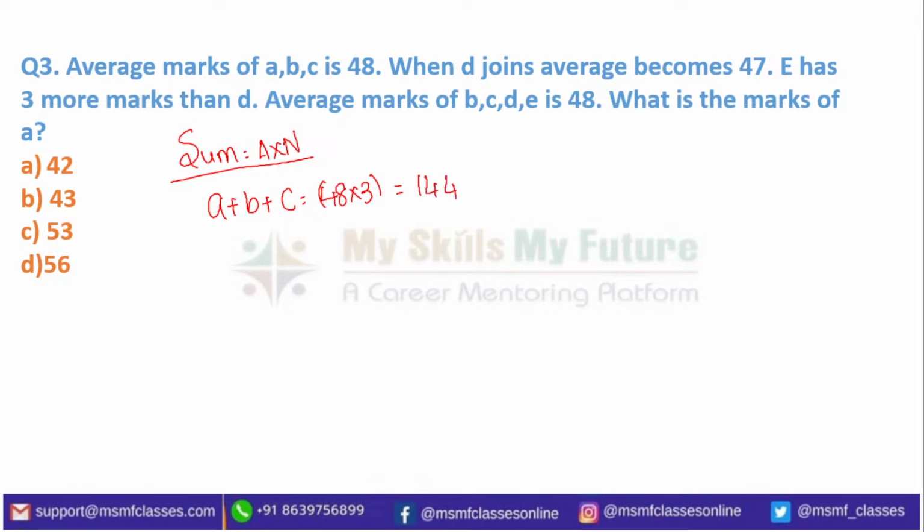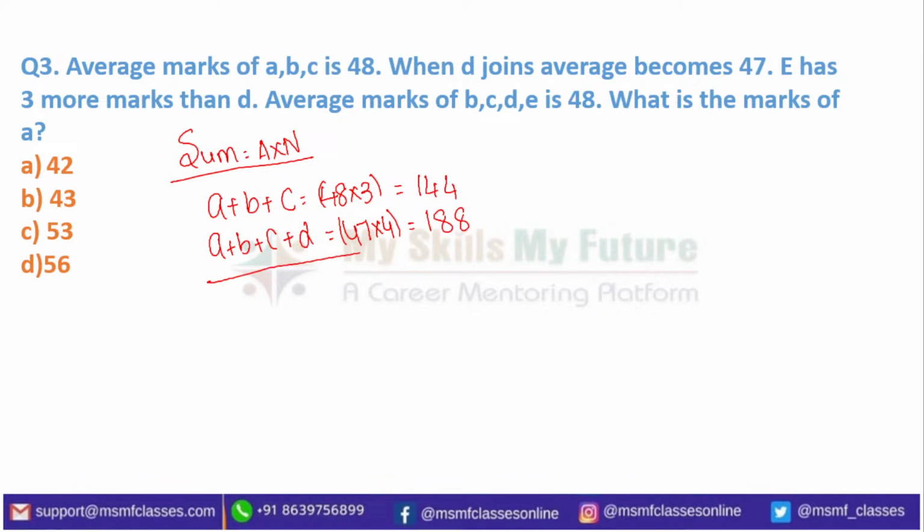Next, when D joins, so already 3 members are existing, the fourth person is D. A plus B plus C plus D equals the average, which becomes 47, means 47 into the number of persons, which is 4. 47 into 4 is nothing but 188.